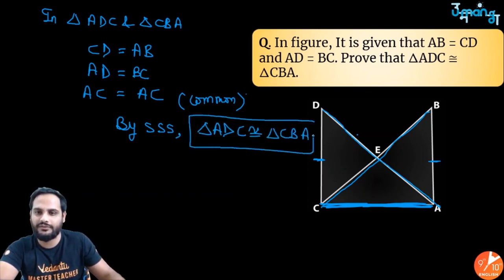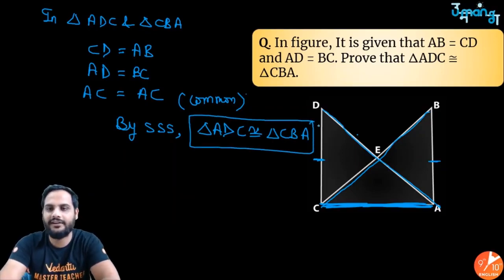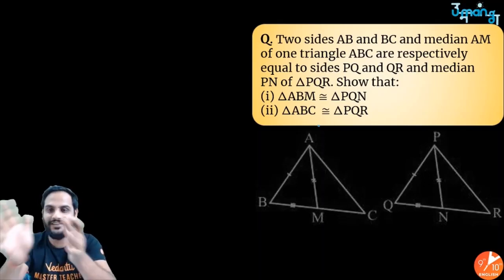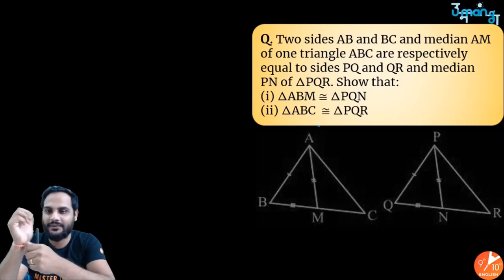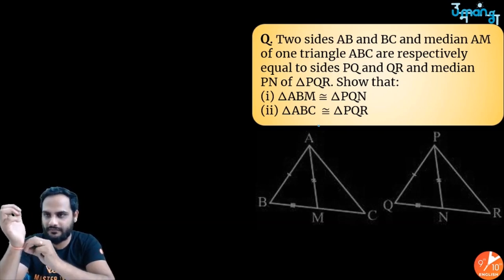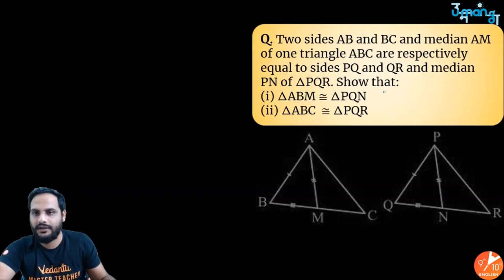That's it, your question is done. SSS criteria, direct question, okay. Now this is a good question. What is it saying, beta? Two sides AB and BC and median AM of one triangle ABC are respectively equal to two sides PQ, QR and median PN of triangle PQR. Show that ABM is congruent to PQN and ABC is congruent to PQR.